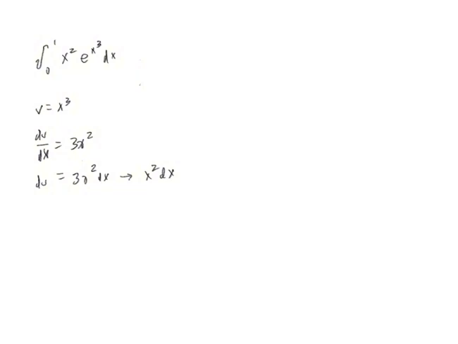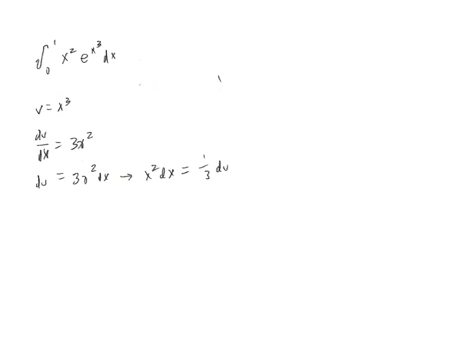And we do the same process as last time. So we have to solve now for x squared times dx. So if we put du equal to 3x squared times dx and divide by 3, we'll get x squared dx equals 1/3 times du.